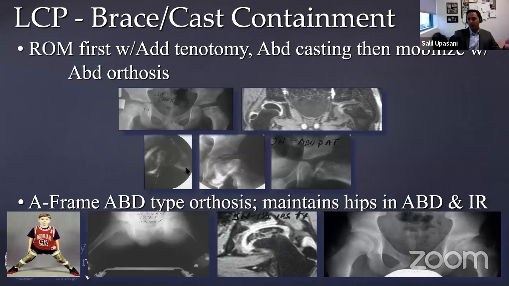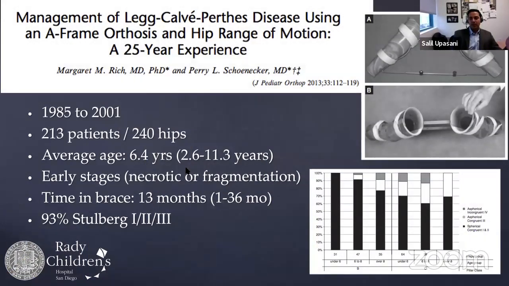And I completely agree with you, Mandar. It's very hard to tell a patient to not weight bear, especially at 5, 6, 7 years of age. So I think this is a safe way of weight bearing because it's keeping the head contained. And this is their classic study from 2013 showing that they had 93% Stulberg 1, 2s, and 3s, but they've braced the patients for a very long time, a year.